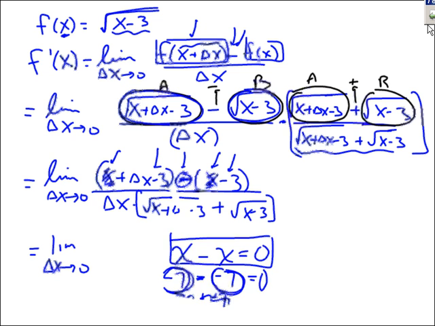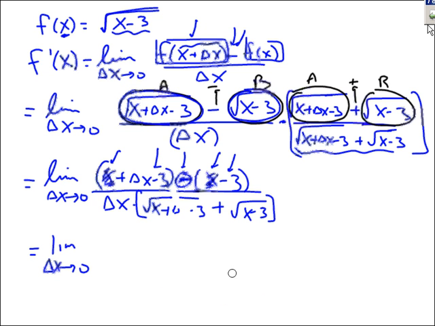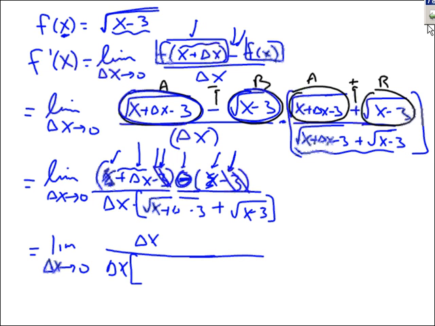Okay, so why did I say that? I guess I said that for the negative 3's. If both of these numbers are negative 3 and you're subtracting them, you get 0. All that survived is the plus delta x. That is, the numerator is just delta x. And the bottom is delta x times this square root now: the square root of x plus delta x minus 3 plus the square root of x minus 3.